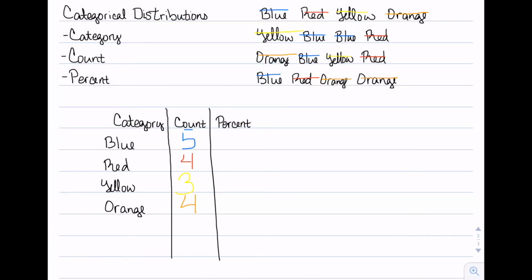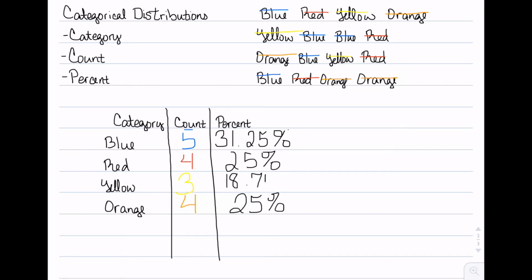So now that we have our count, finally, we want to find the percent. So we have 16 items. So now we just need to divide everything by 16. 5 divided by 16 as a percent would be 31.25. Four as a percent would be 25. So we can go ahead and fill that in for the orange too. Finally, yellow as a percent would be 18.75%. So we now have our categorical distribution.